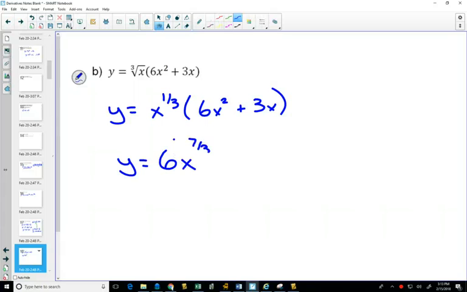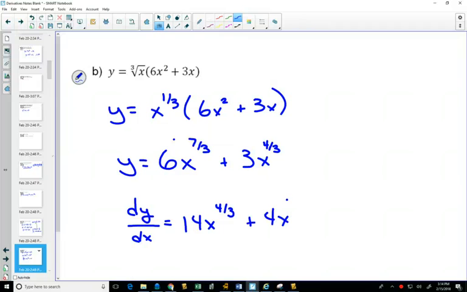I got 6x to the power of 7 over 3 plus 3x to the power of 4 over 3. So you'd have to add 2 plus a third is 7/3. 1 plus a third is 4/3. And now we can apply our derivative laws. So y prime, or dy dx, will be 14x to the 4/3 plus 4x to the 1/3.